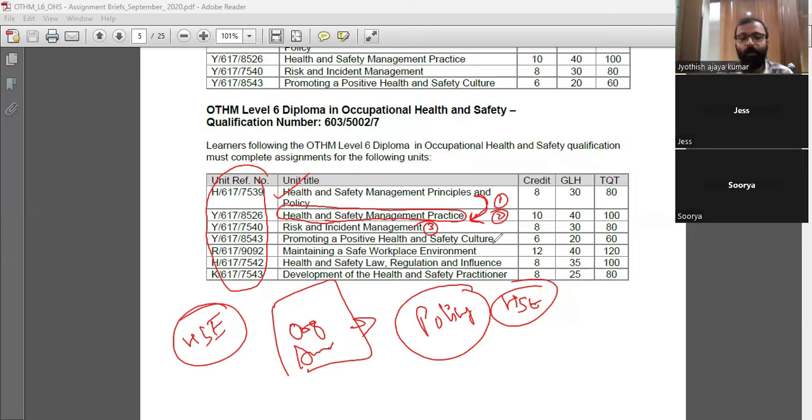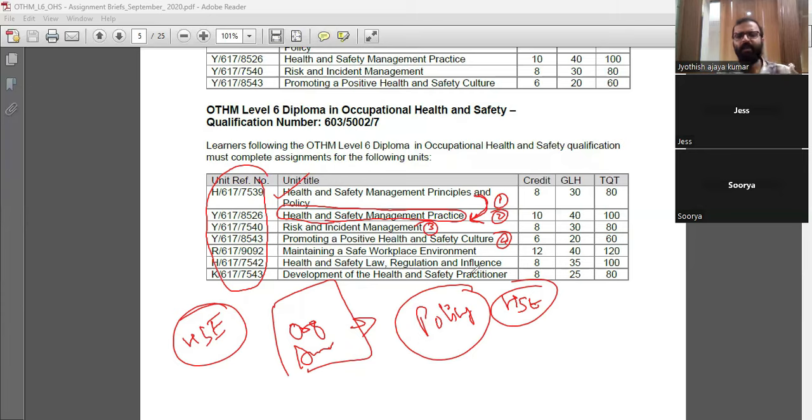Now people are coming into the picture. When people come into the picture, there will be culture in an organization, which can be positive or negative. So how you promote positive culture, how you decrease negative culture, how you transform the culture, all those things will come there.